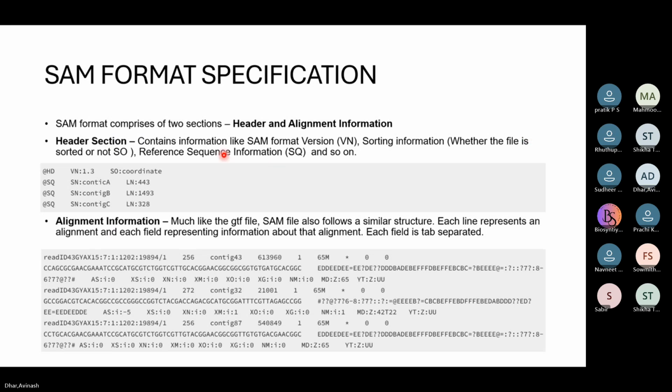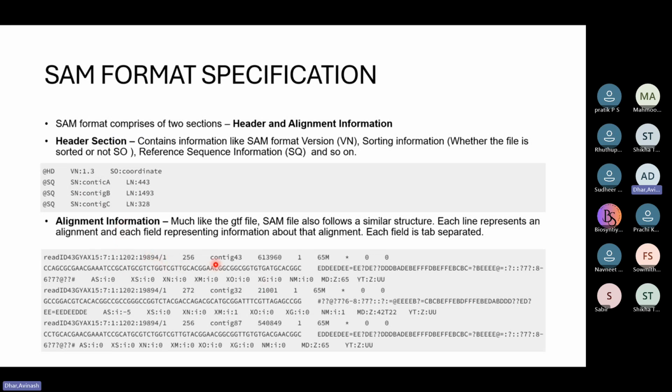Now, the header section contains regular information like SAM version. It will tell you whether the file is sorted or not. It will tell you information about the reference sequence, so on and so forth. So it's basically just a build up to the file. The main information is present in the alignment section.